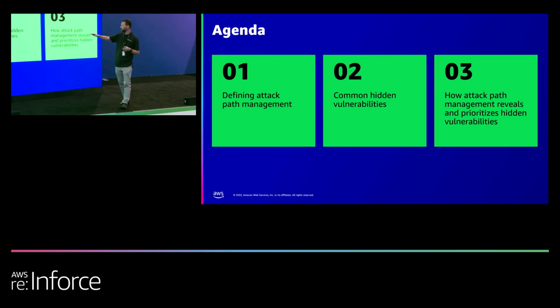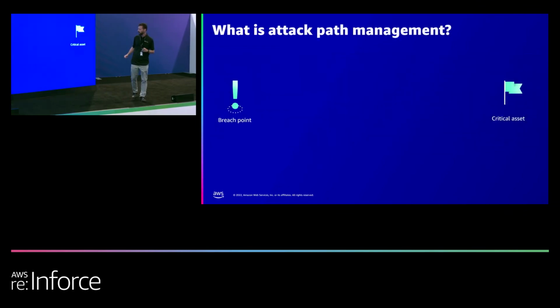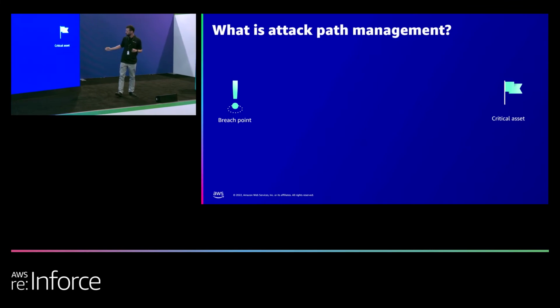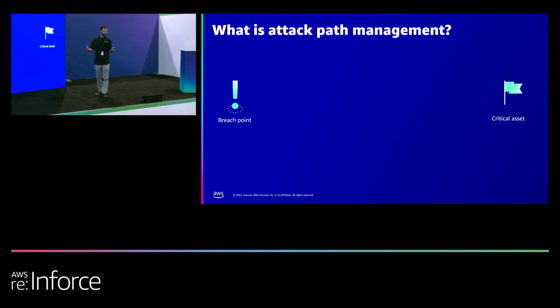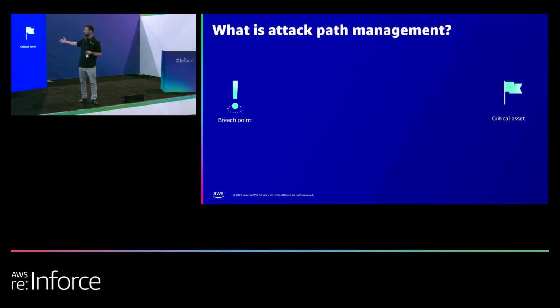So we're going to talk a little bit about attack path management, what it is. We're going to give a few examples that we've actually seen from actual customers, and then we're going to talk about how that helps prioritize your remediation. So what is an attack path? Let's assume there are some critical assets, maybe an S3 bucket, maybe some database with important data, and I want to understand what the risk is. Can an attacker actually reach it?